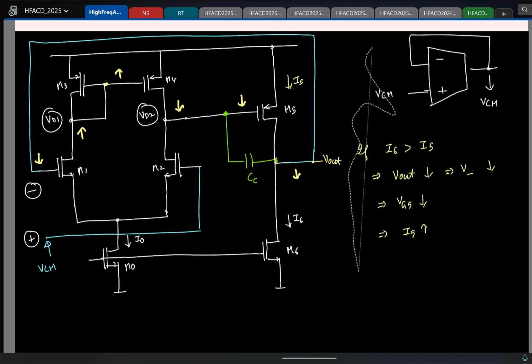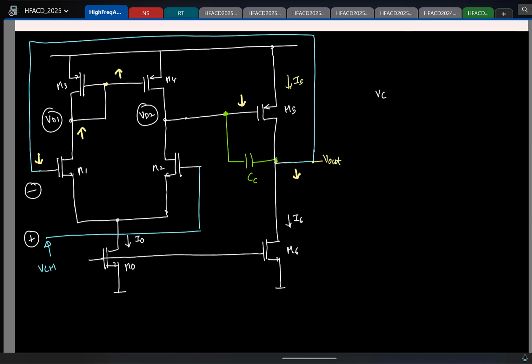Okay, so now let me erase this. Cool. So now at least I know that these two currents are guaranteed to be equal. That much is clear. In that case, what can you say about this voltage if this current is equal to this current? Okay, what is the current flowing in this transistor now? I6, fine. If this transistor must carry a current I6, what can you say about the gate voltage of the PMOS transistor?